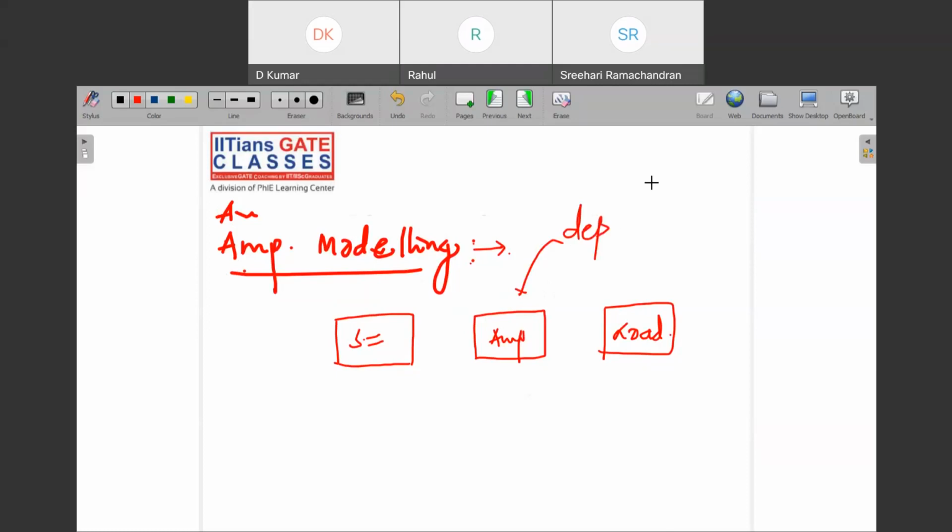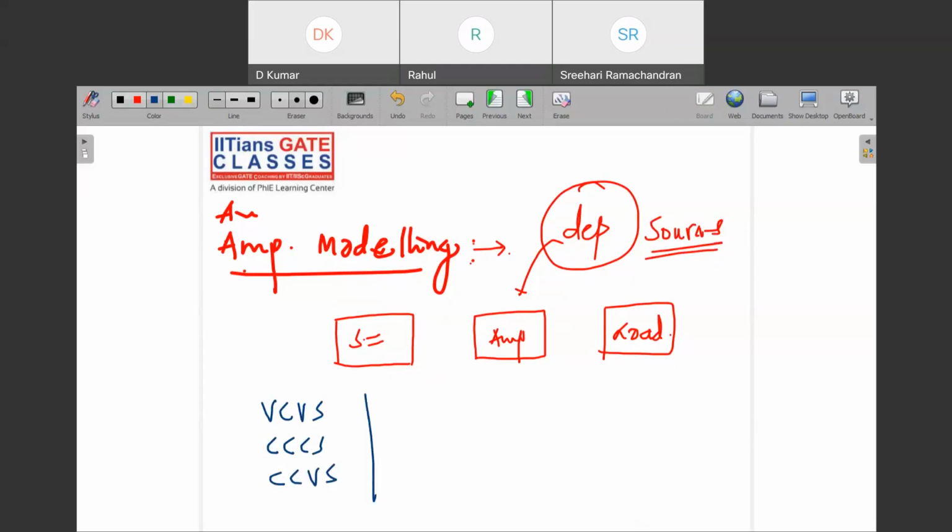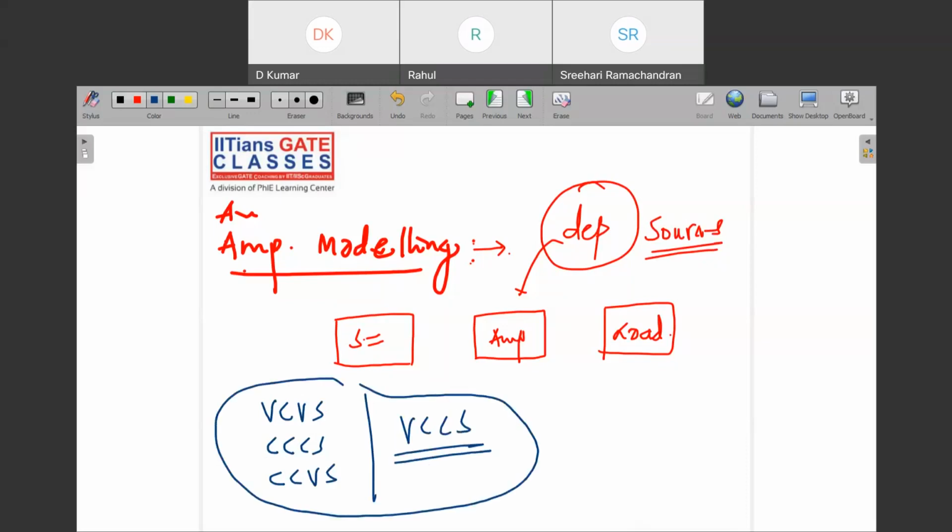So are you familiar with dependent sources, Srihari? How many kinds of dependent sources are there? Voltage dependent current source, current dependent voltage source, and vice versa. VCVS, CCCS, CCVS, and one more will be VCCS, right? So there are four kinds of dependent sources, and we use them to model an amplifier. In yesterday's class, I covered all those things.